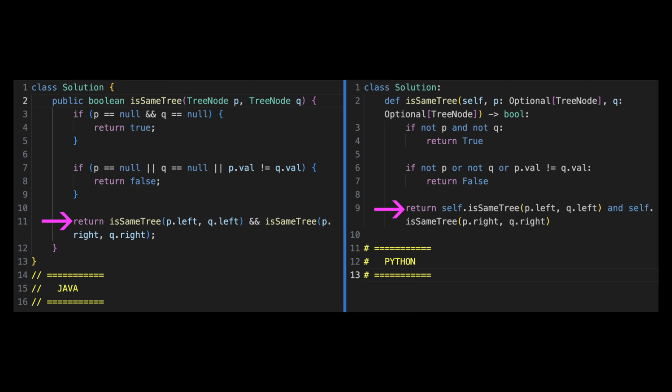But if we have gotten past the previous checks, it means the current nodes are valid and their values are equal, and we have to ensure that the rest of the tree follows suit. So we recursively call and compare the left subtrees and the right subtrees. And if both the calls return true, that means the trees are identical and hence we will return true. But if either side returns false, the whole expression becomes false.